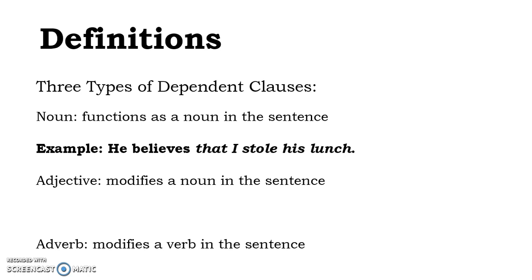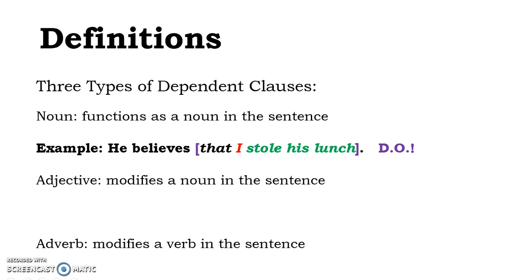That I stole his lunch has a subject and a verb, I stole. Yet it's incomplete. That I stole his lunch couldn't stand on its own. And the whole thing is acting as a noun. What is it doing in the sentence? It's the direct object. What is it that he believes? He believes that I stole his lunch. It's the direct object. It's a noun clause.